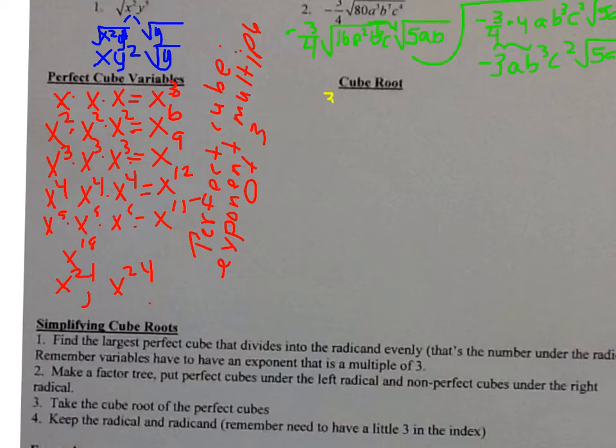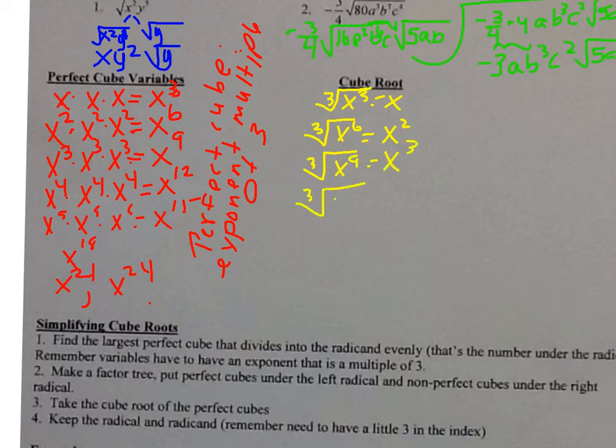The cube root of x to the third is x. The cube root of x to the 6th is x squared. The cube root of x to the 9th is x to the 3rd. The cube root of x to the 12th is x to the 4th. The cube root of x to the 15th is x to the 5th.